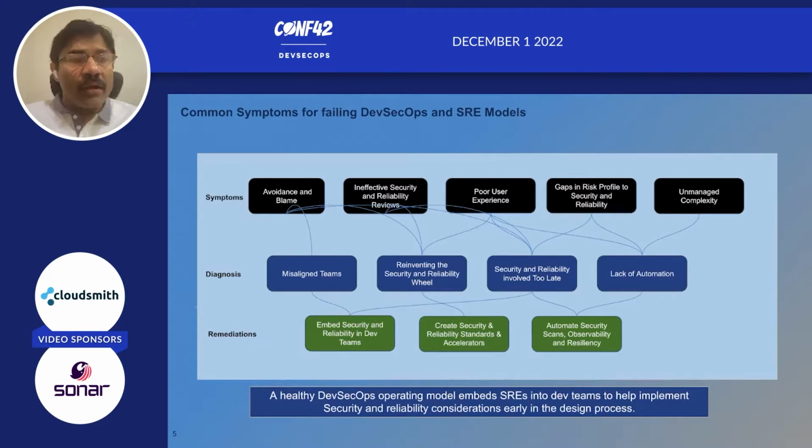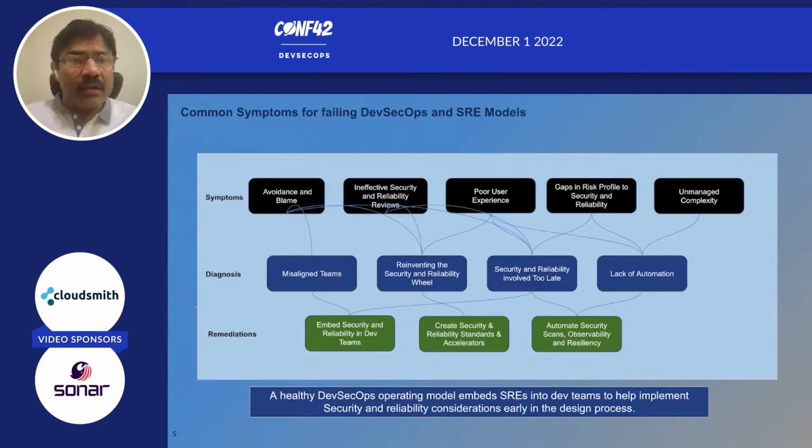So, how can I diagnose this? For the diagnosis, we need to understand why these symptoms occur. It is misaligned teams and reinventing security and reliability wheels. Security and reliability are involved very late in the game, and many times there is a lack of automation. So for this, the remediation is definitely to embed the security first mindset and also reliability in development teams.